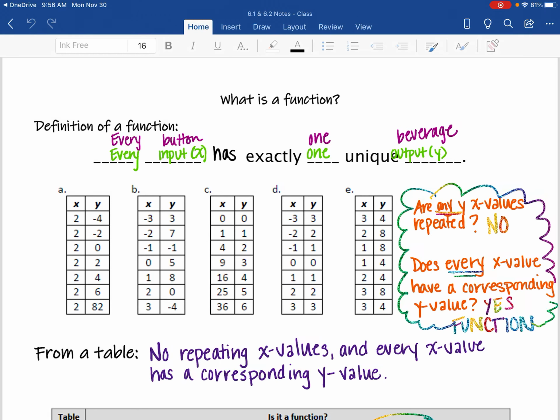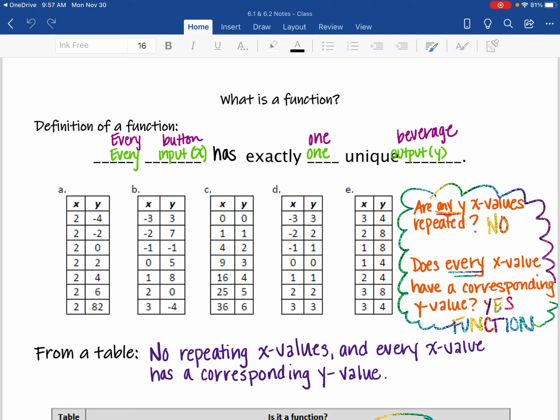Okay, so we are going to start with the definition of a function. If you were in class, you saw the video of the vending machine. If you were not in class, I'm posting that as a separate video, so you might want to watch that first before you watch this one. But basically, the definition of a function is that every button has exactly one unique beverage. And that would make more sense if you had watched the video on the vending machine. So if not, make sure you go back and watch that.